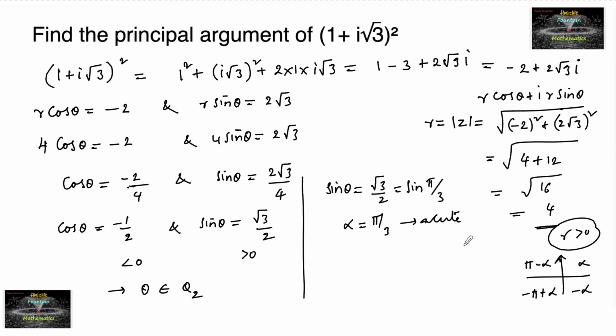That's the principal argument. So we can consider the argument of the given number, argument of (1 + i√3) whole squared, will be taken as pi minus alpha, that is pi minus pi by 3, which is equal to 2 pi by 3. So 2 pi by 3 is the answer. Okay, thank you.